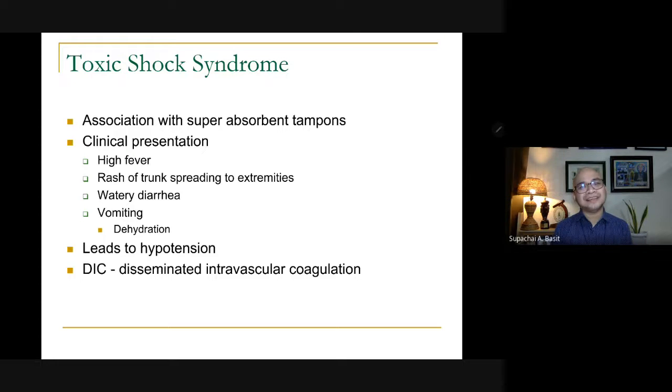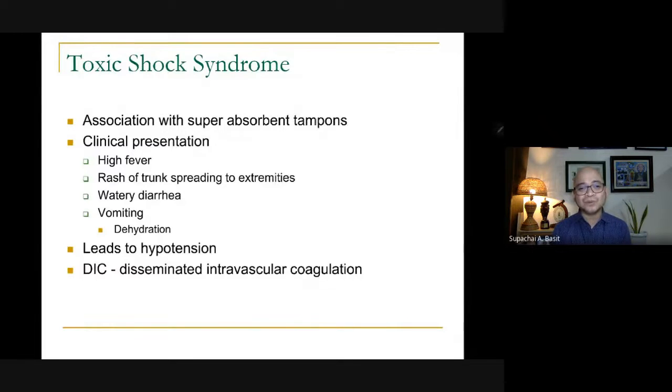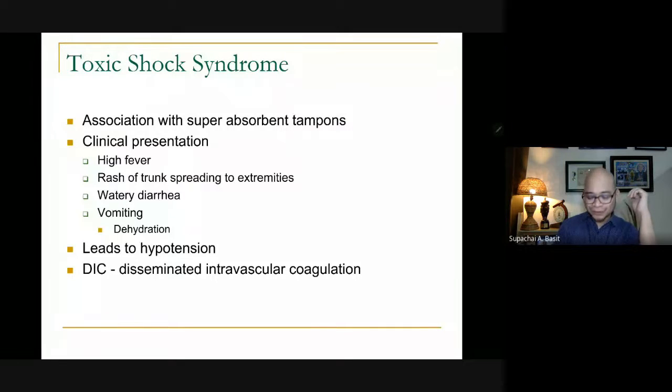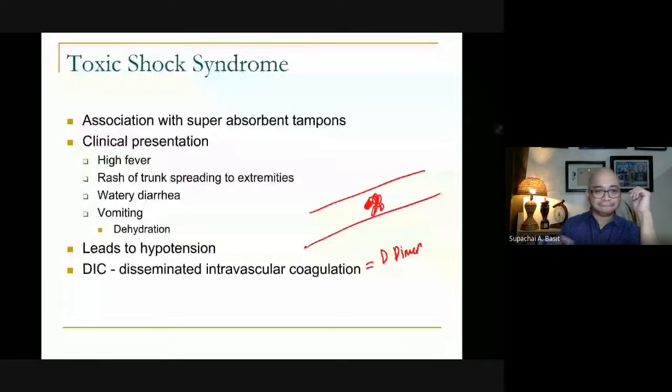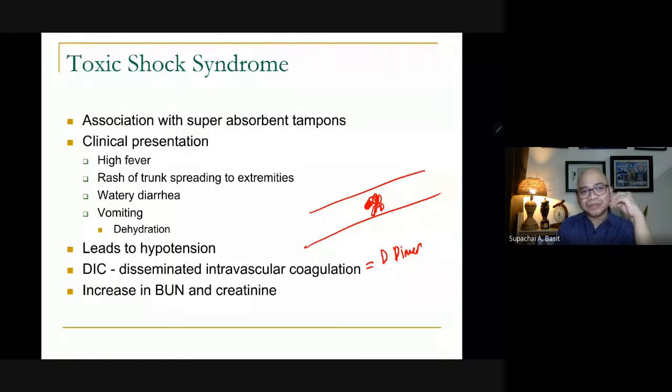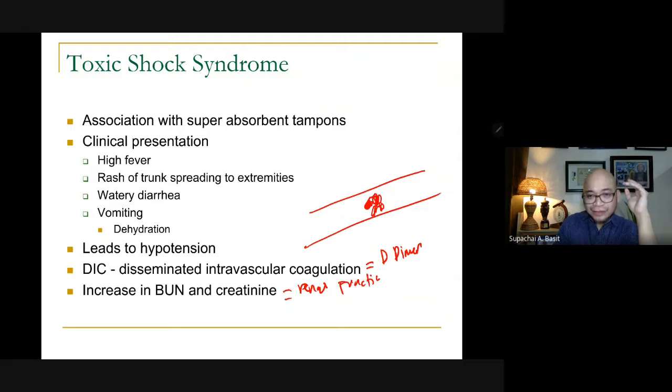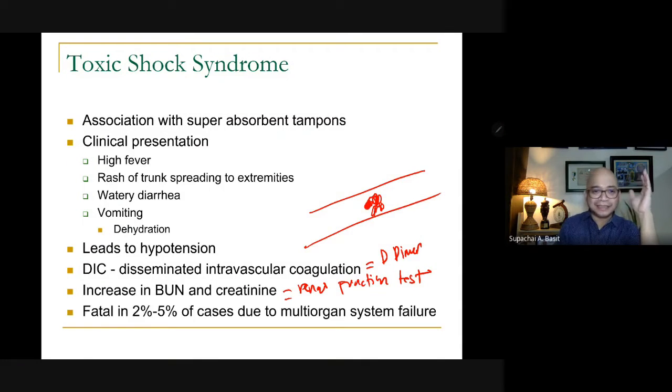One of the significant consequences of toxic shock syndrome is the so-called DIC, or disseminated intravascular coagulation. It's like the presence of clots in vivo, which is dangerous, especially if clots are present in major blood vessels. Usually you will learn more about it in hematology. There is a test called D-dimer, which would determine the extent of the DIC. And this is also associated with an increase in BUN and creatinine. These are examples of renal function tests.